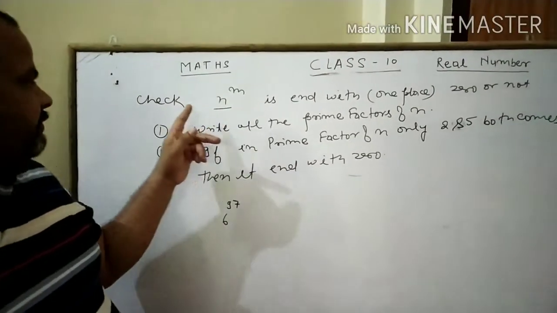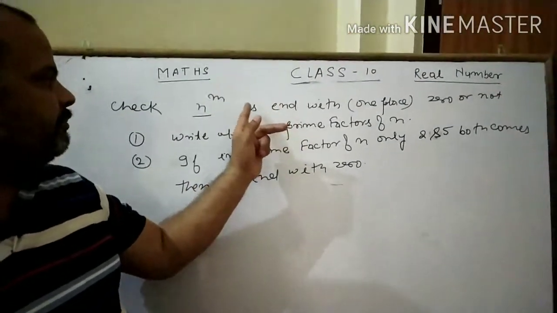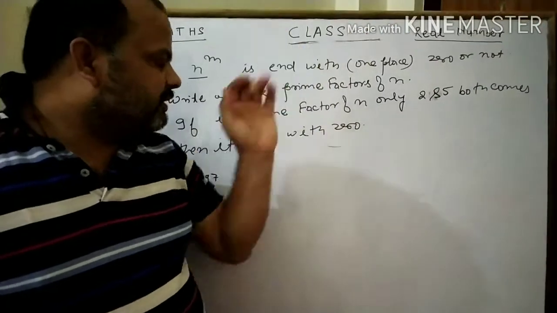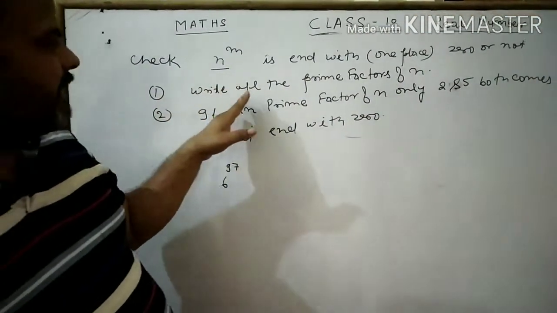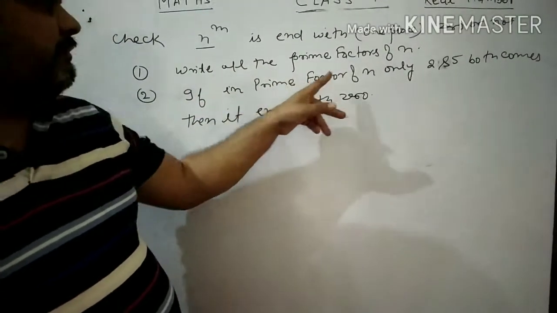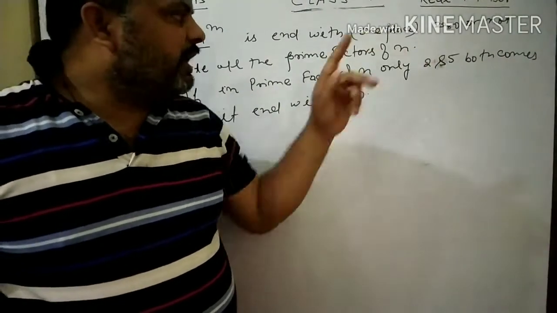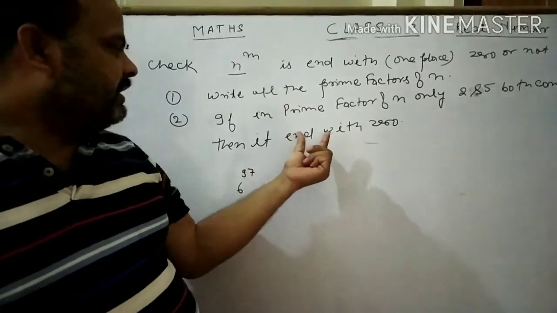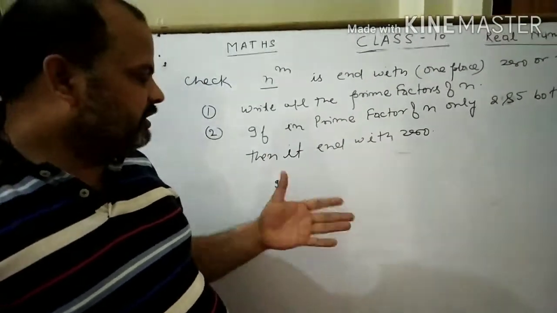Discuss how to check whether n to the power m ends with 0 or not. For this we can write all the prime factors of n. If in the prime factors of n both 2 and 5 come, then it ends with 0, otherwise not.